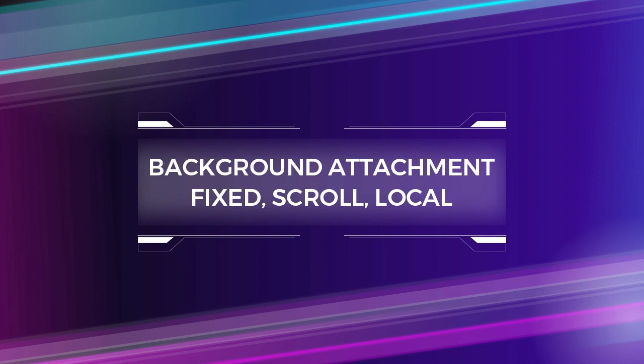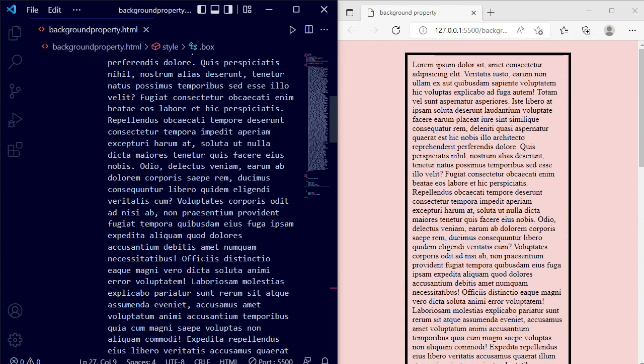Okay, now here we are going to learn the background attachment property. The background attachment property takes three values: one is fixed, another one is scroll, and another one is local. So we are using these three values here.